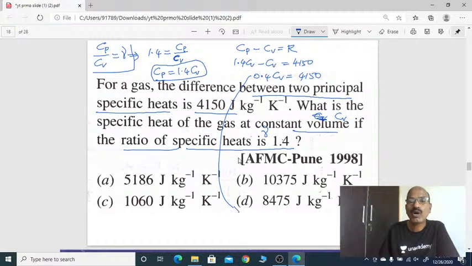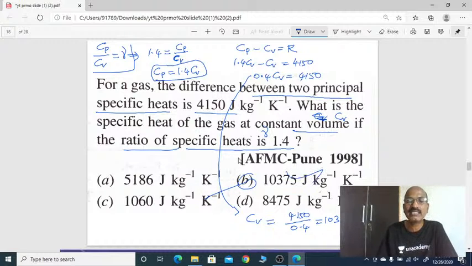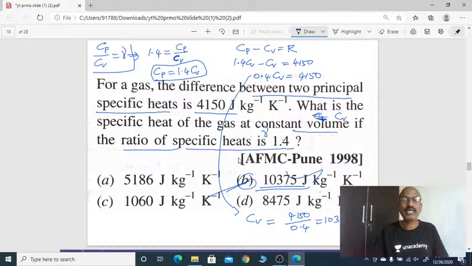Now we want to find the specific heat at constant volume, which equals 4150 divided by 0.4. You will get 10375 joule per kilogram per Kelvin. Option second is the correct answer. Let us move to the next question.